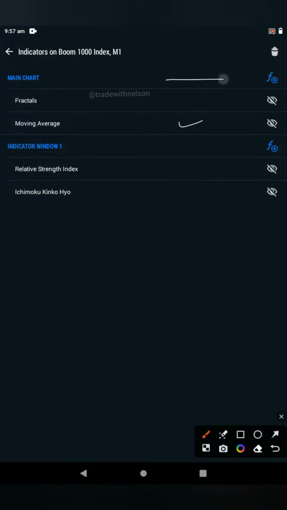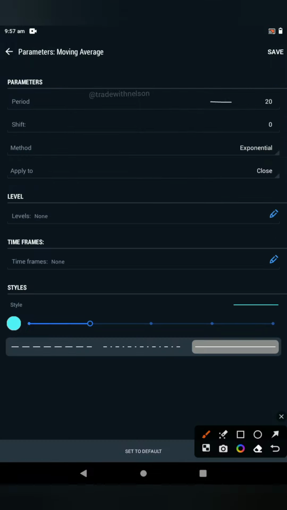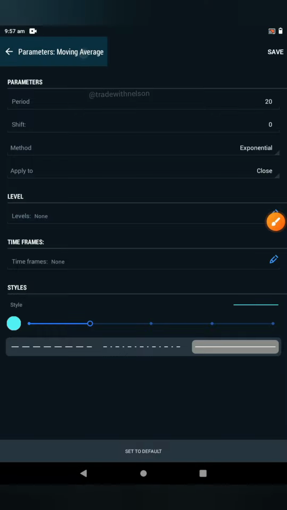Next indicator is the moving average. Click on the F icon on the main chart and search for moving average. Make the period to be 20, shift to be 0, method to be exponential, apply to close. For the styles, make it a color of your choice. After that, click on save.